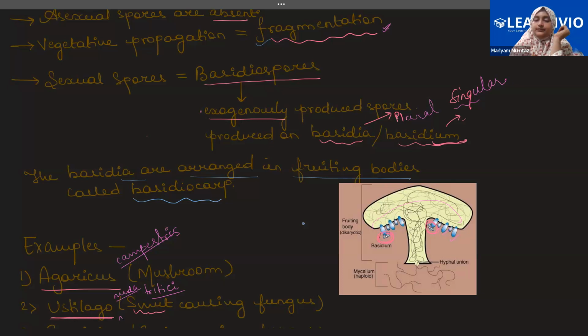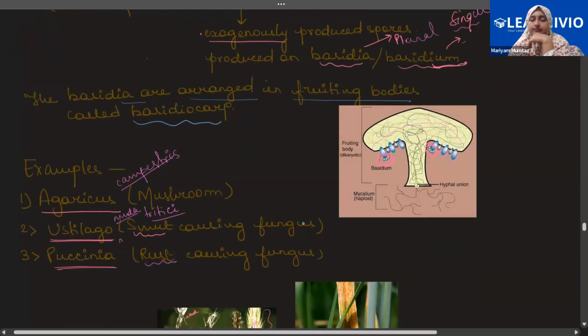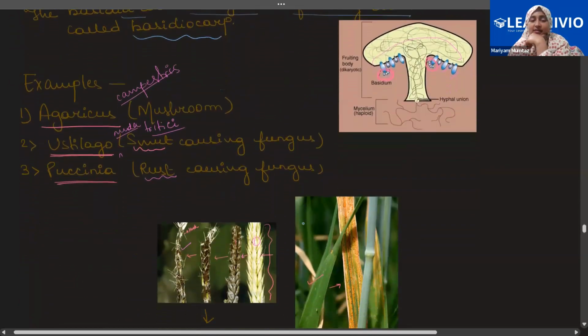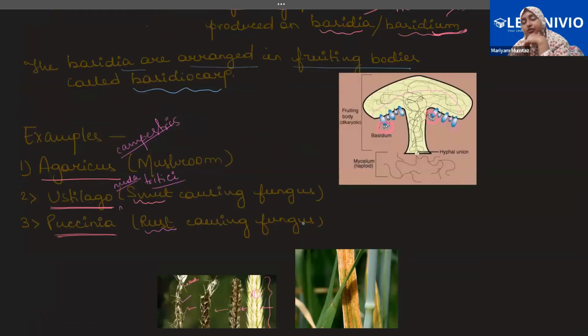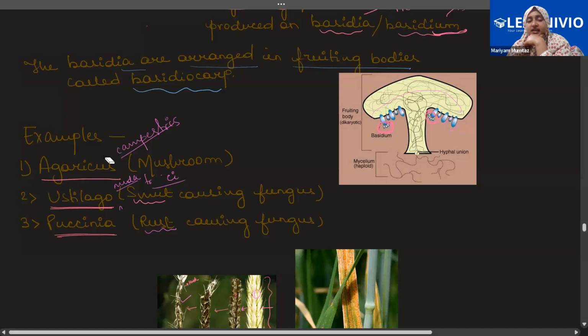Now talking about the examples. So the examples of Basidiomycetes, the mushroom that people eat, it is known as Agaricus campestris. This is the scientific name of mushroom. Now the smut causing fungus is Ustilago, and the rust causing fungus is Puccinia. These are the names of the fungus that cause rust and smut.